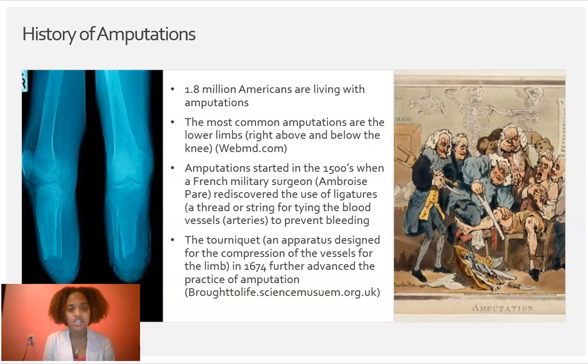History of amputations. 1.8 million Americans are living with amputations. The most common amputations are the lower limb, right above and below the knee. Amputation started in the 1500s when a French military surgeon, Ambroise Paré, rediscovered the use of ligatures, a thread or string for tying the blood vessels/arteries to prevent bleeding. The tourniquet, which is an apparatus designed for the compression of the vessels for the limb, in 1674 further advanced the practice of amputation.